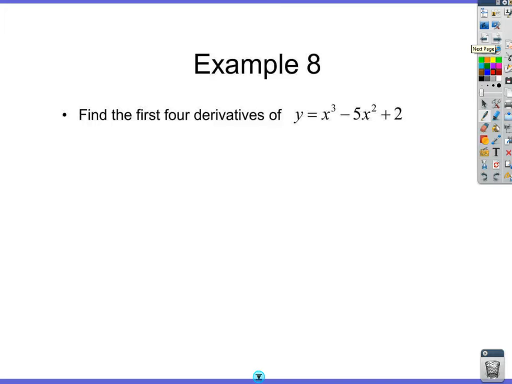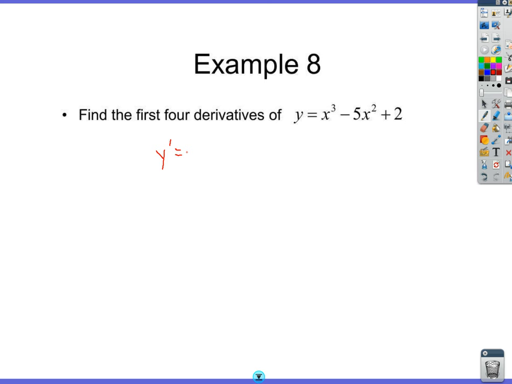Hopefully you got to see that those two came together and worked together. So now it says here, find the first 4 derivatives of this equation. What, 4 derivatives? I can have more than one? Yes, I can have more than one. So here we go. Y prime means the first derivative.